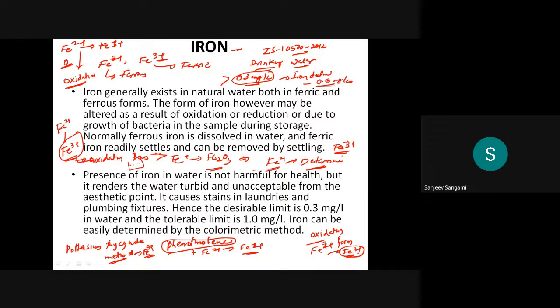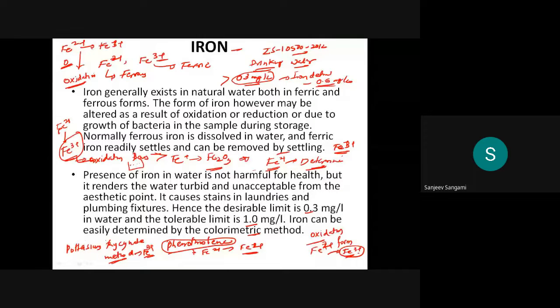Normally the ferrous iron is dissolved in water, and the ferric iron readily settles and can be removed by settling. The presence of iron in water is not harmful for health, but it renders the water turbid and unacceptable from an aesthetic point of view. It causes stains in laundries and plumbing fixtures. Hence, the desirable limit is 0.3 mg per liter, but the tolerable limit is 1 mg. Iron can be easily determined by the colorimetric method.